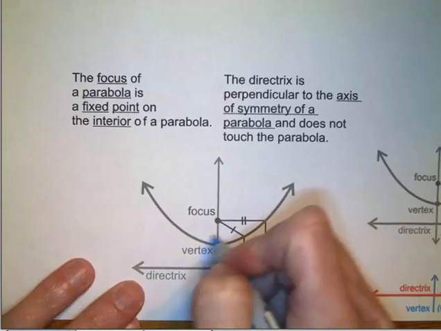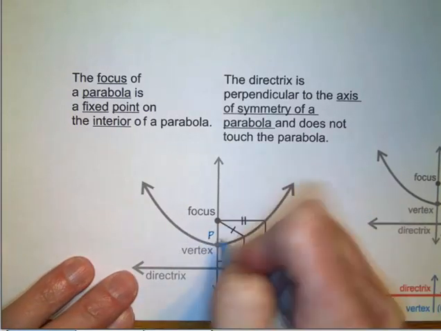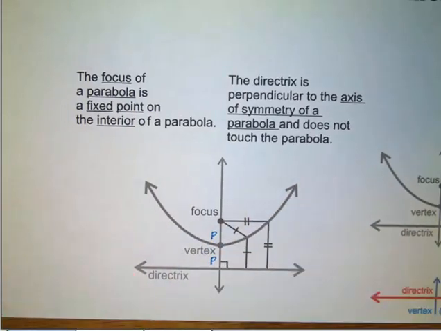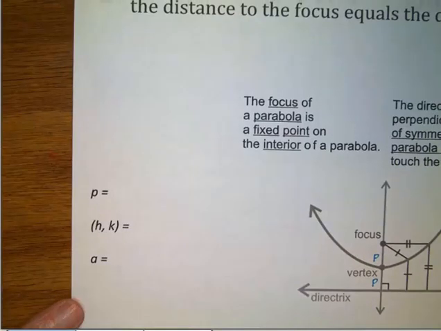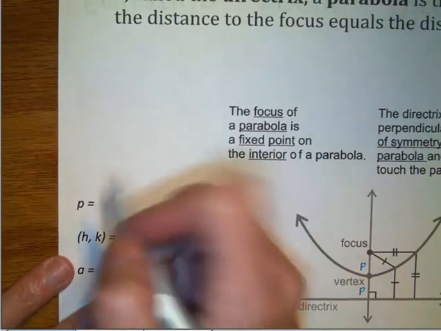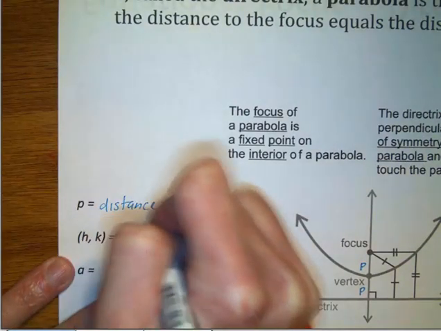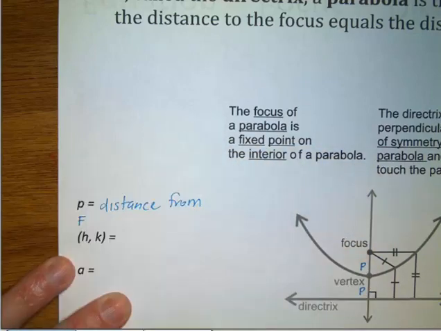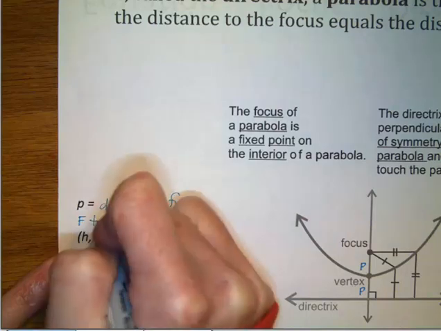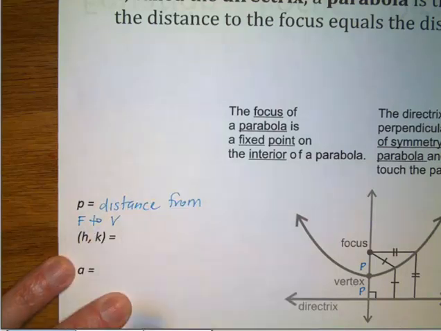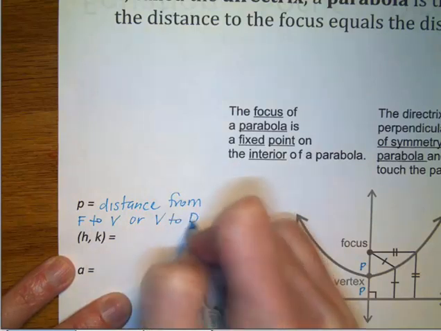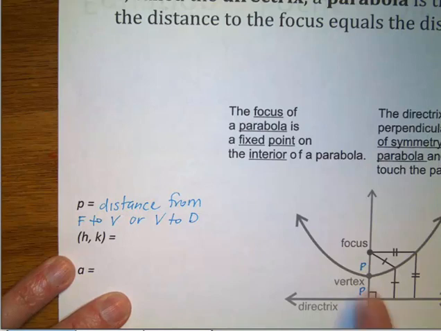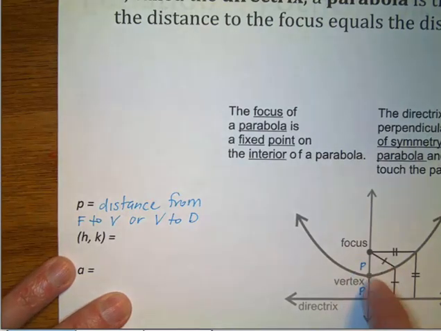This distance is equal, and that is called the p-value. Okay. So to the left, where it says p equals, you're going to write distance from, let's use F for focus, to V for vertex, or V for vertex to D for directrix. So your p-value is from the focus to the vertex, or the vertex to the directrix.